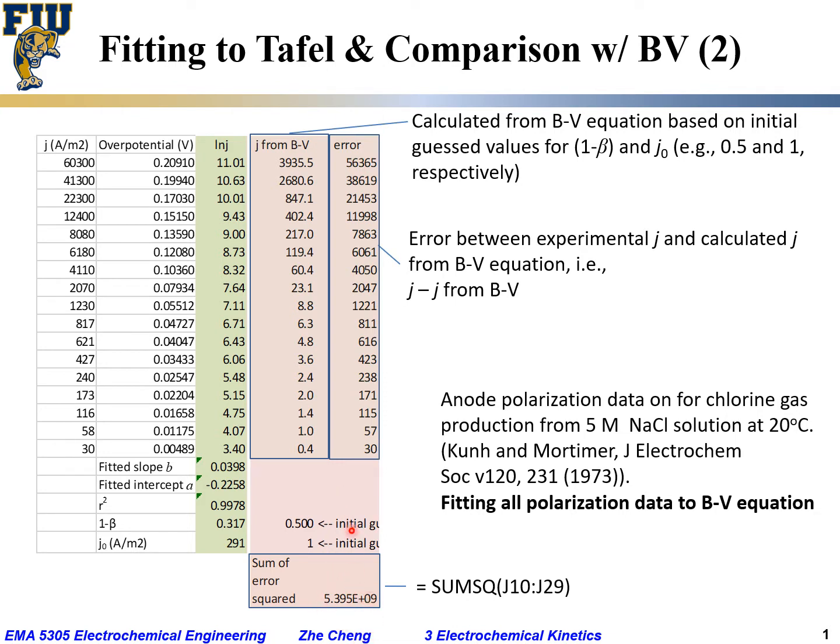And for this initial case, it comes to be a very big number, 5.39 times 10 to the power of 9, a very large sum of squares value. Okay, so this is the initial guess, and we can calculate J for BV, calculate the error between the calculated value and the experimental value, and then for all those errors we can do a sum of squares, and it came to be a big number.